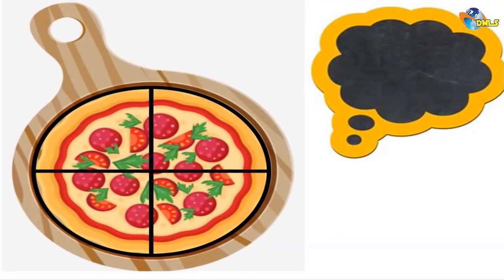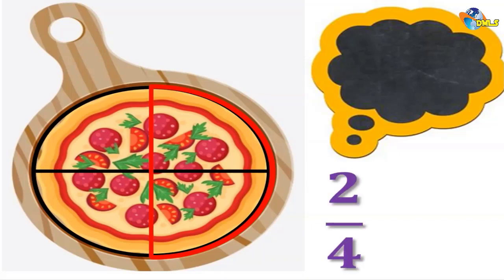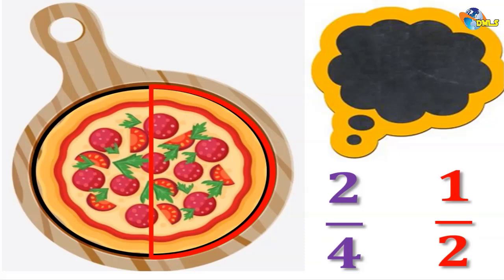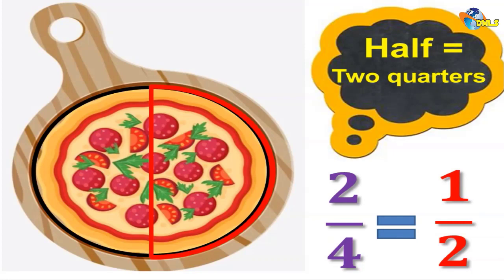Pay attention with me. Here, what is the fraction of the determined part? I determine 2 over 4 because we have 4 equal parts and we determine 2 of them. When I ignore this line, what is the fraction now? Excellent. We have 1 part out of 2. So 2/4 equals 1/2. Again, 2/4 equals 1/2. It's very important.